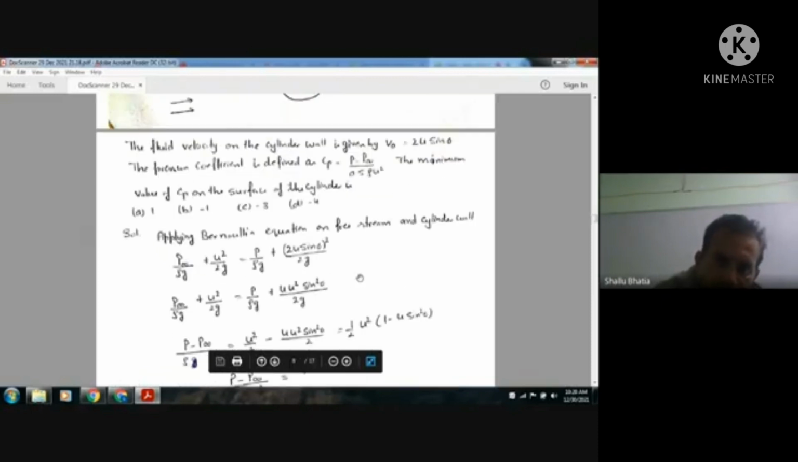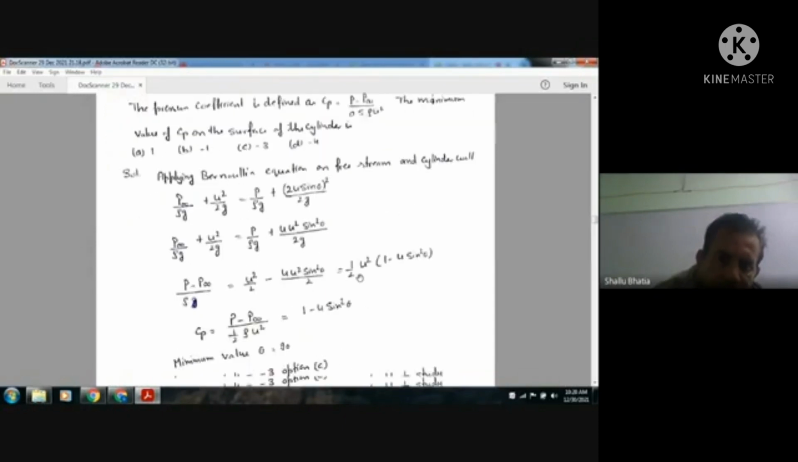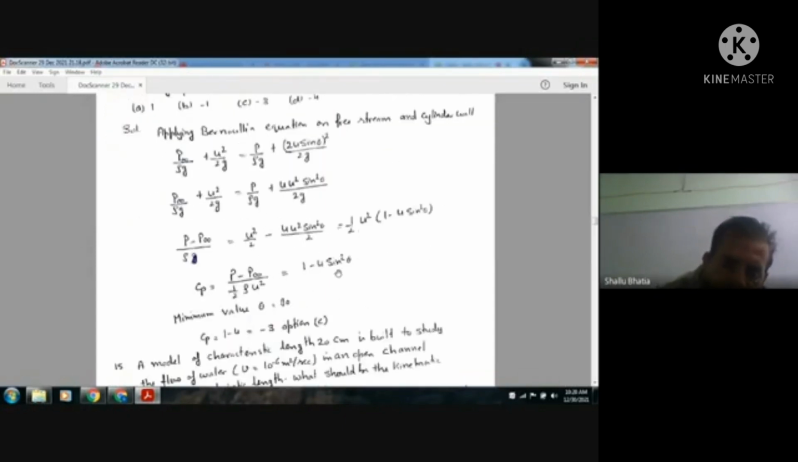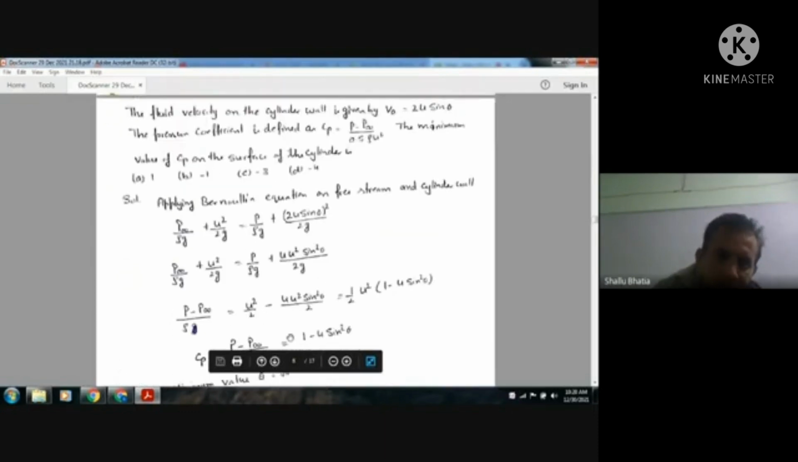Now you have to calculate the minimum value, because we will take the maximum value of the 4 sin square theta term. The sine square theta is here 1, so the minimum value will be 1 minus 4, at theta equal to 90 degrees. So the answer here is minus 3, option C.